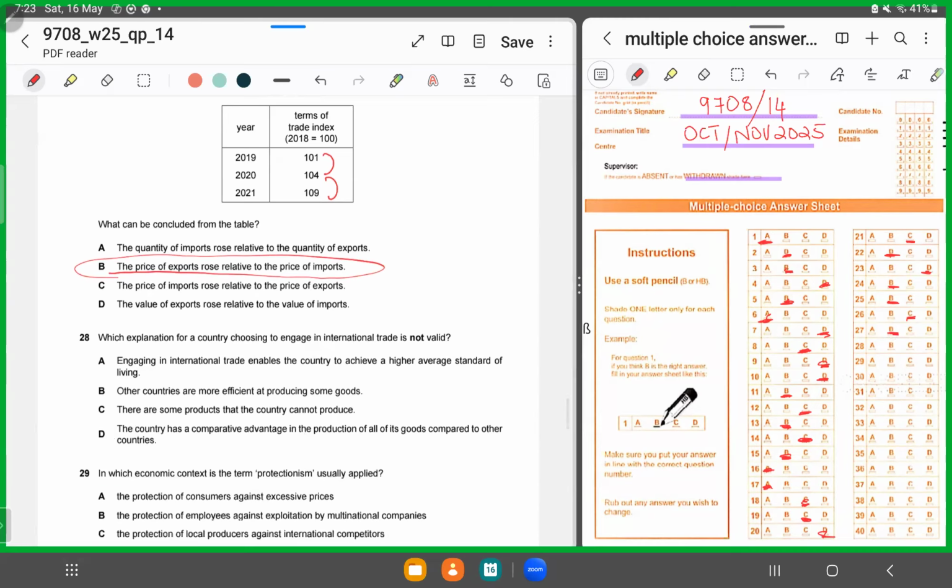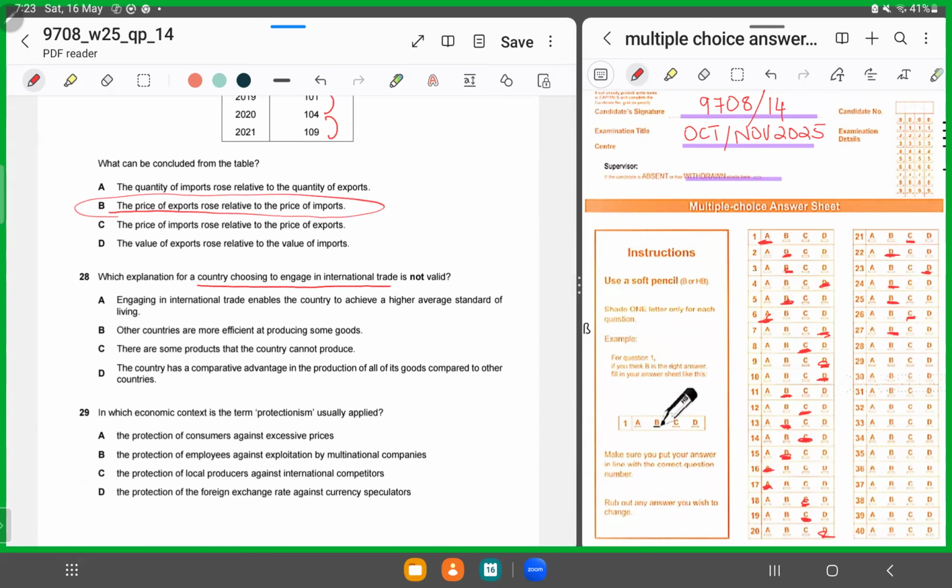Moving forward, MCQ number 28. Which explanation for a country choosing to engage in international trade is not valid? That means there must be three reasons that are correct that have enabled the country to be involved in international trade, except for one. Engaging in international trade enables the country to achieve a higher average standard of living. That's correct. The country would want to do that, so this is valid. The country wants to increase its standard of living. B says other countries are more efficient at producing some goods. Again, this is valid. It does not want to produce all goods. It wants to maybe acquire low cost products from other countries that may be of high quality. So it cannot be B as well.